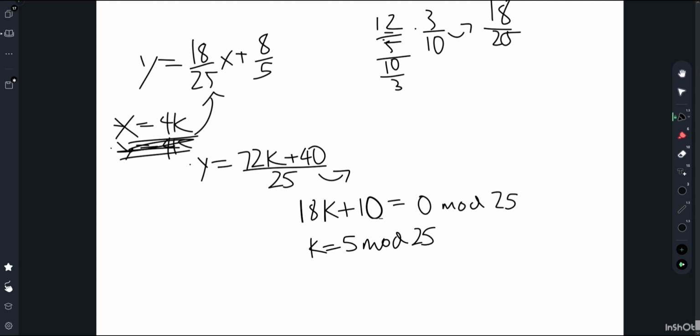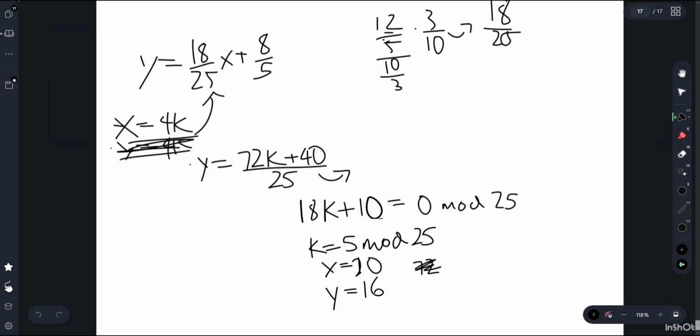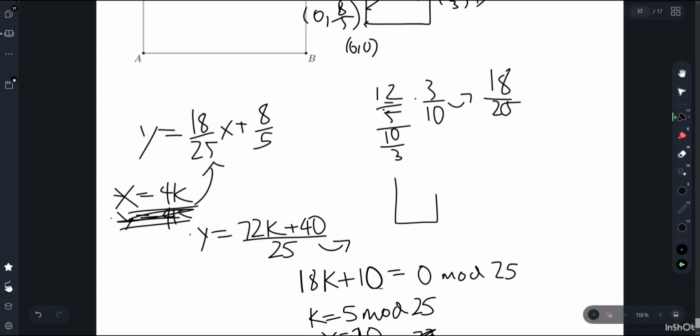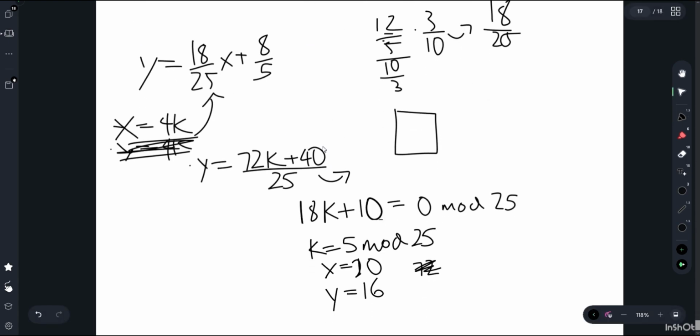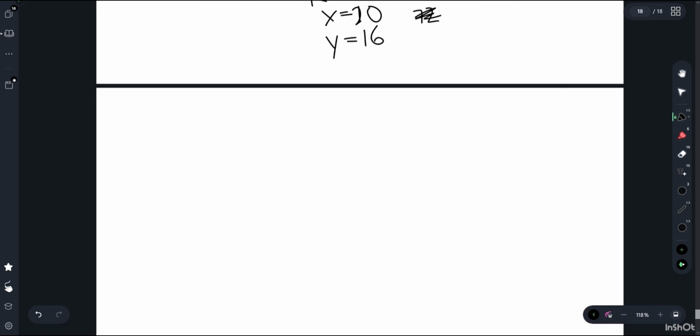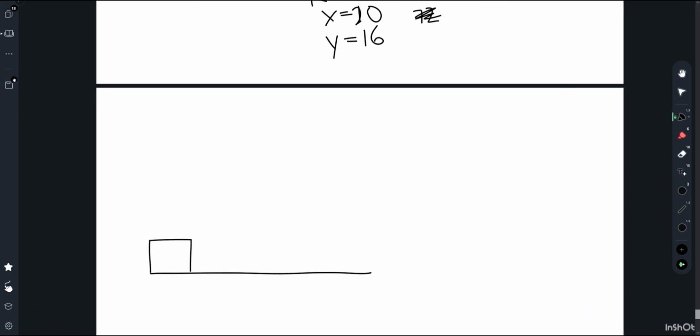Now if k is equal to 5 mod 25, then x is equal to 20. And then plugging in 20, we get 72, so we get y is equal to 16. So now we want to see which vertex the line intersects at, x equals 20, y equals 16. So let's take a look. We have 5 squares going along the x and 4 squares going up, and this is the point where it'll hit.